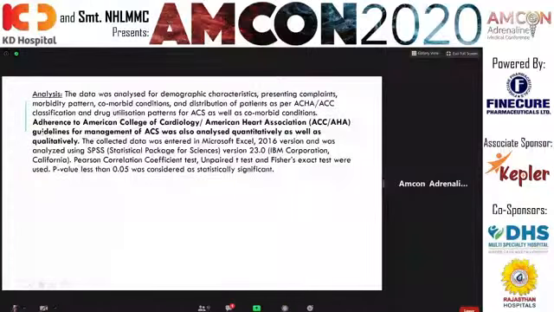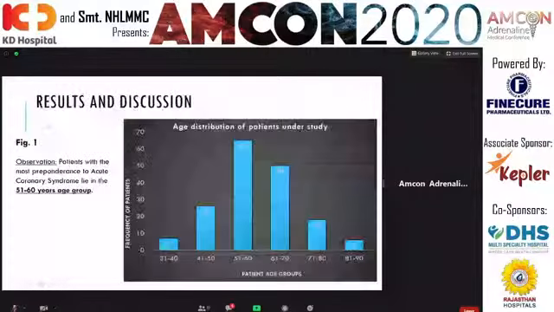The main point of the study was the adherence to the ACC-AHA guidelines, which was analyzed both quantitatively as well as qualitatively. Various tests like the Pearson correlation coefficient test, unpaired t-test, and Fisher's exact test were used. So the results and discussions.